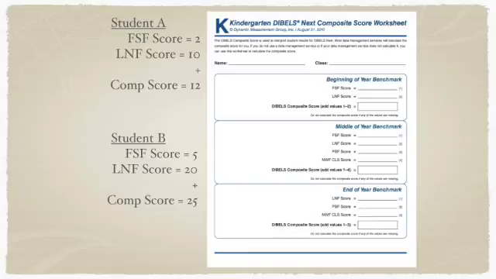So in first sound fluency, this is the beginning of the year benchmark, they received only 2 points for that. And in letter naming fluency, they only knew 10 letters within the 1 minute time. You just add those two and you get 12. And the same for student B.